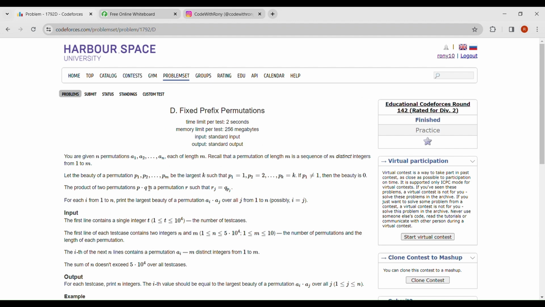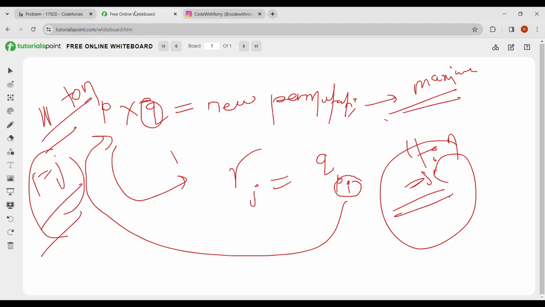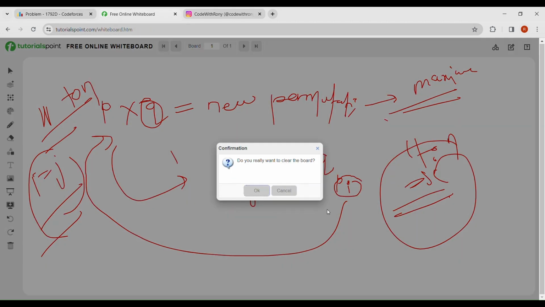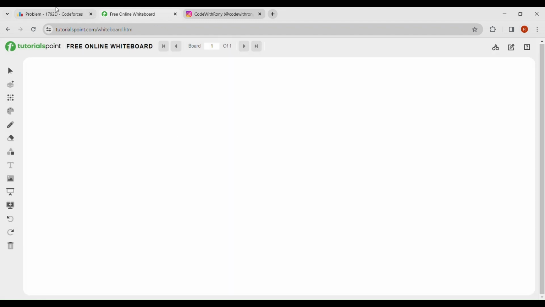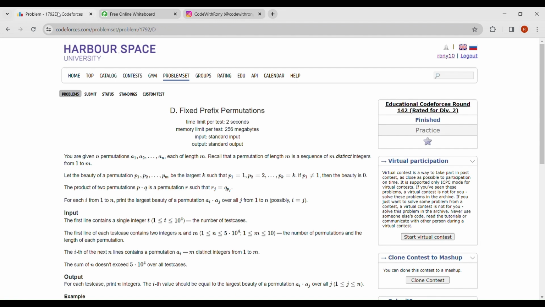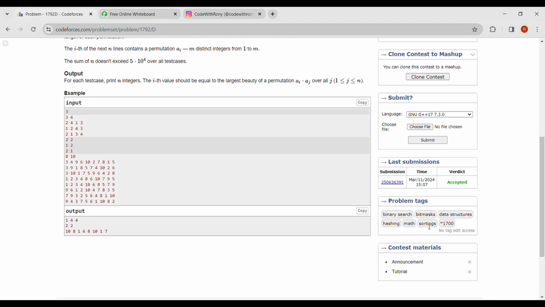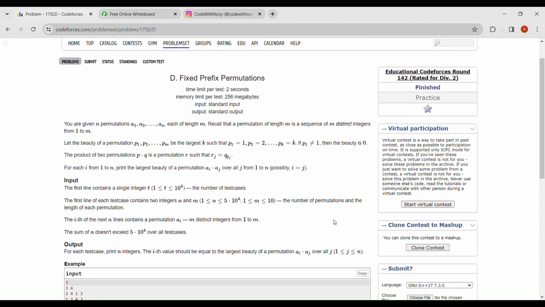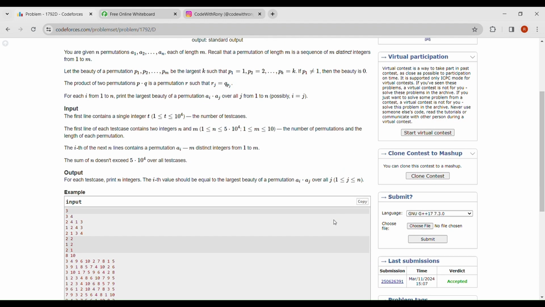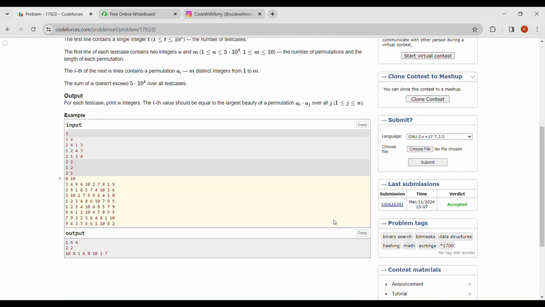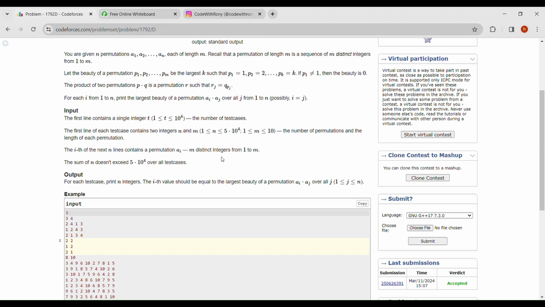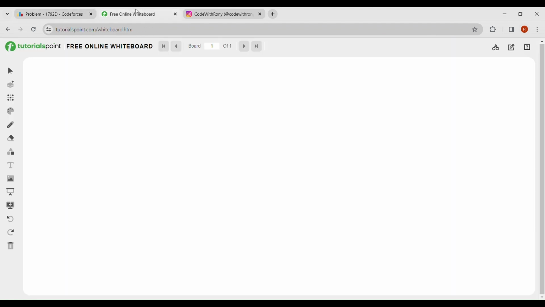Now pause the video and think about your approach and solution. If you are done, that's really good. If you're not done, go through the tags: you can use binary search, bitmask, data structures, hashing, math, sortings. I will tell you one more data structure which is easy to implement, and the question will get solved. That is how I solved it and got it accepted. So let's solve it by my method.